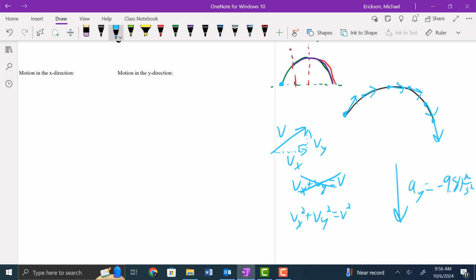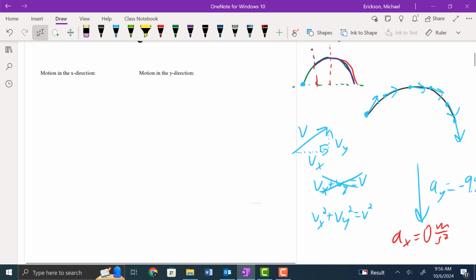Knowing that acceleration is only going down, that means my a of x is equal to 0 meters per second squared. And so this is the key of why we're breaking it up. And you might think we're doing too much work to break it up, but I promise you this is the easier path. Because now my horizontal is constant velocity, and that's the easy one. So let's talk about it.